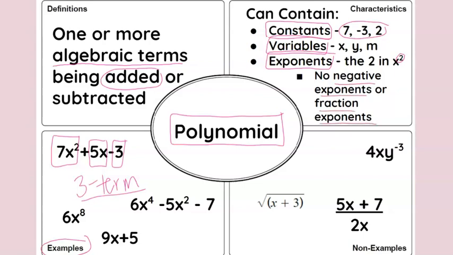So if you look down here, you can see an example with a negative exponent, so that makes it a non-example. You also can't have variables in the denominator, and you can't have square roots for your variables. So we've got some examples and then non-examples so you know what it looks like and what it doesn't look like.